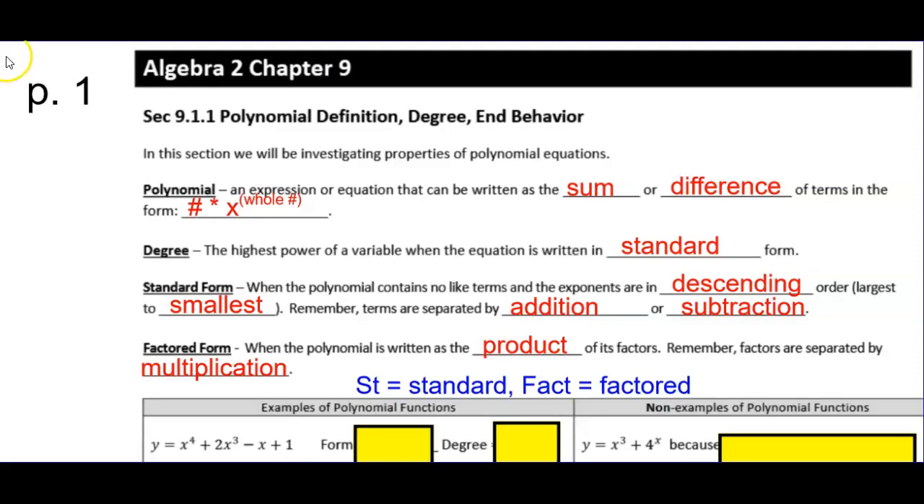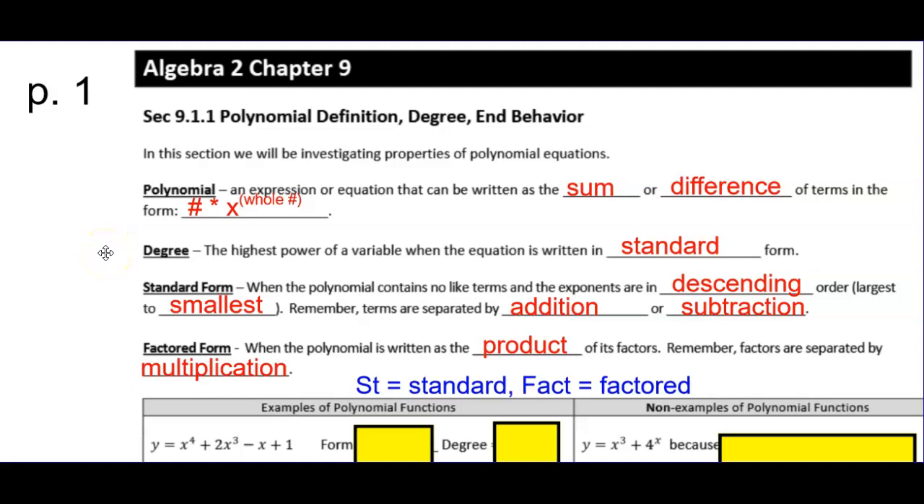Okay, so starting on page 1, we need to define polynomial. First off, it's an expression or an equation that can be written as the sum or difference of terms in this format, where you have a number coefficient times a variable, usually x, raised to a whole number power. So no negative powers, no decimal powers, no fractional powers, none of that. It has to be just a regular positive whole number power.